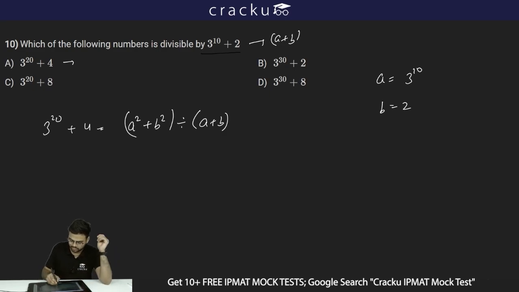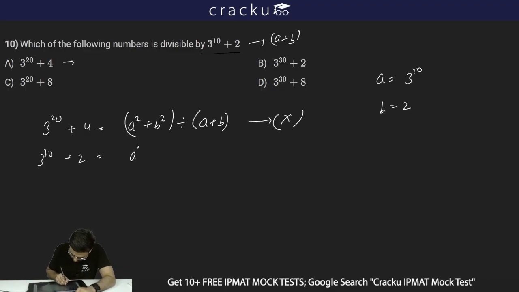Is a square plus b square divisible by a plus b? No. n should be an odd number. If this power is 1, or 3, or 5, a to the power 5 plus b to the power 5, then it is divisible by a plus b. So the first is not the correct answer. Then the second is 3 to the power 30 plus 2. So this is a cube plus b. Is this divisible by a plus b? This is also not divisible by a plus b.